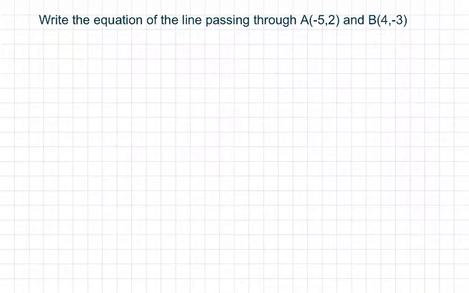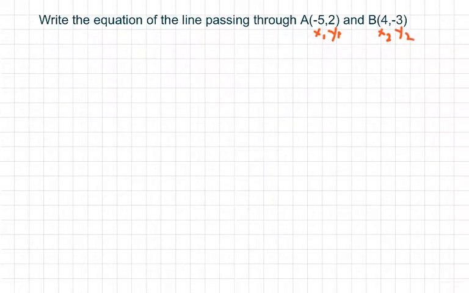So writing the equation of a line passing through point A, (-5, 2), and point B, (4, -3), we've got to remember to label our points first off, just because we're going to use a slope formula. So I'm going to call that one x1 and that one y1. And then we've got x2 and y2 right here.